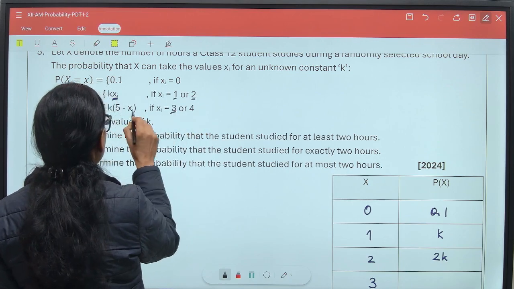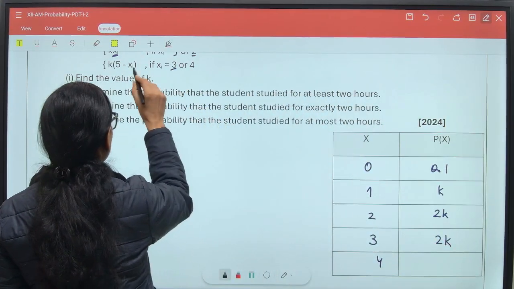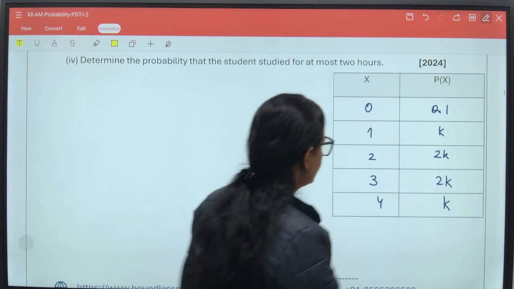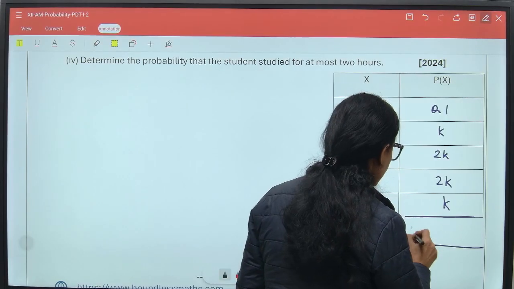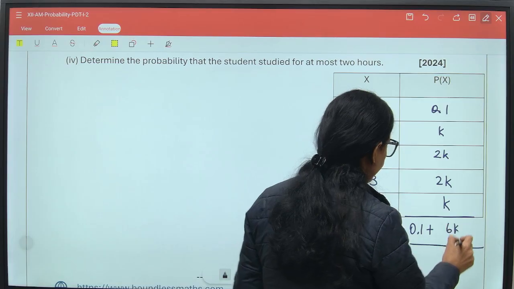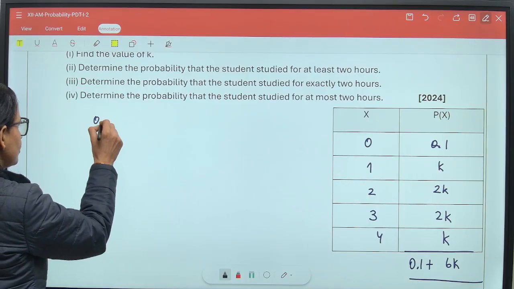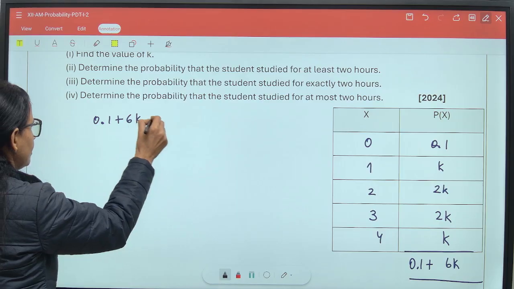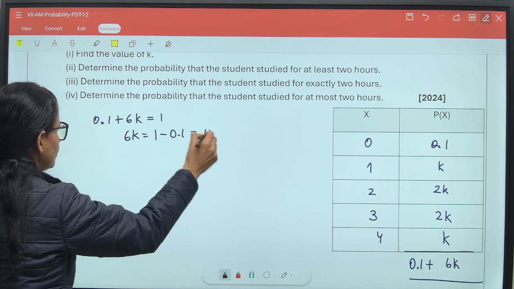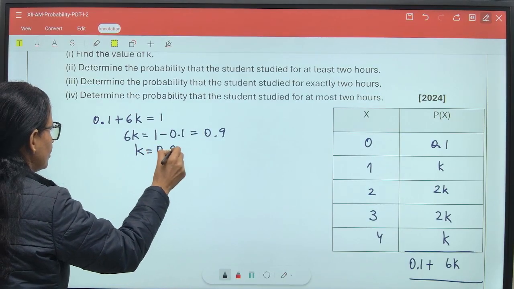For 3, 5 minus 3 is 2, so it is 2k. And for x as 4, it is 5 minus 4, that is 1, so it is k. So what is the sum of all these probabilities? It is going to be 0.1 plus 2 plus 4, 5, and 1, 6, so 6k. Now as we understand that the sum of the probabilities is 1, that means 0.1 plus 6k equals 1. So 6k will be 1 minus 0.1, that is 0.9, and then k is equal to 0.9 by 6.